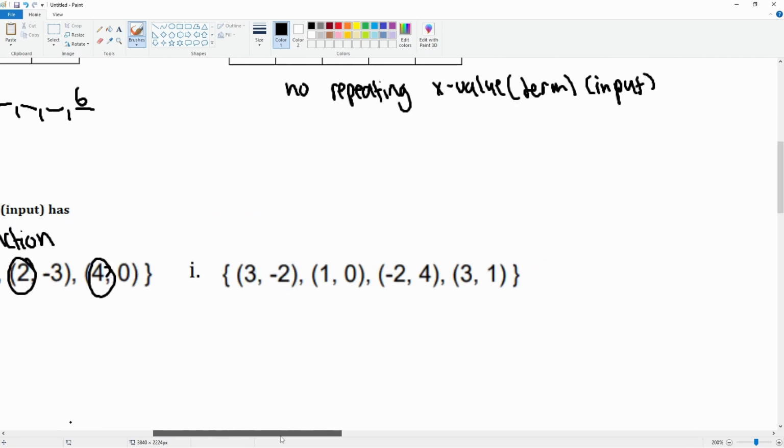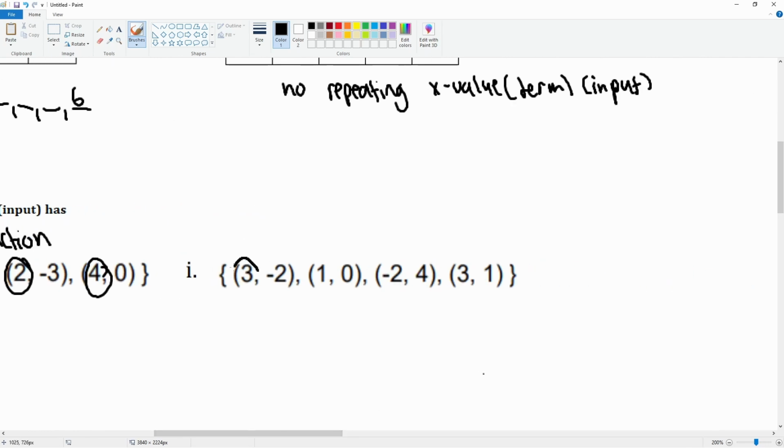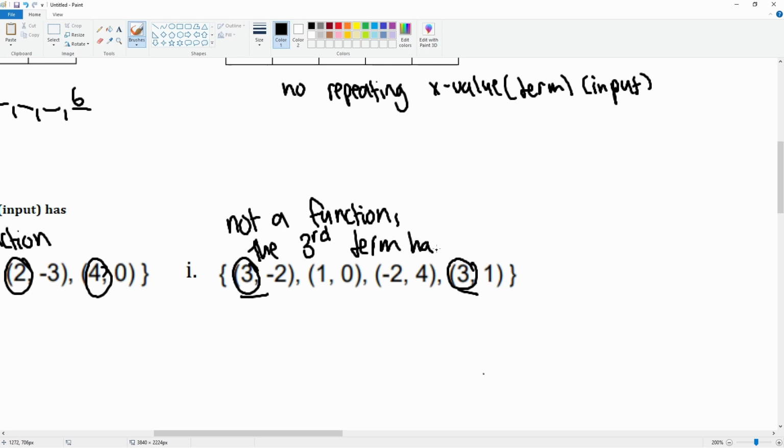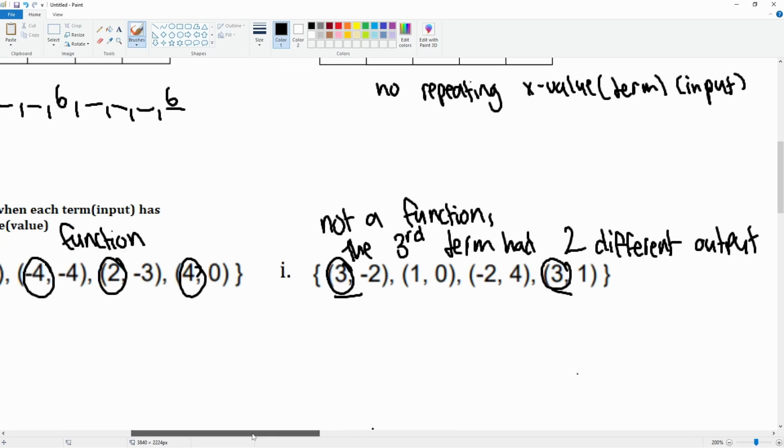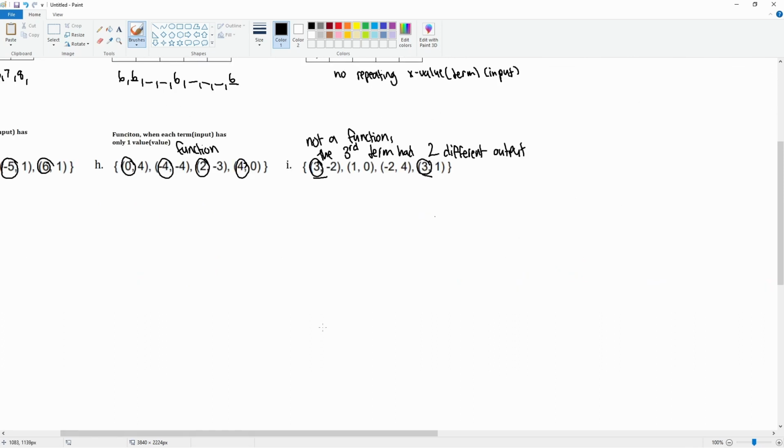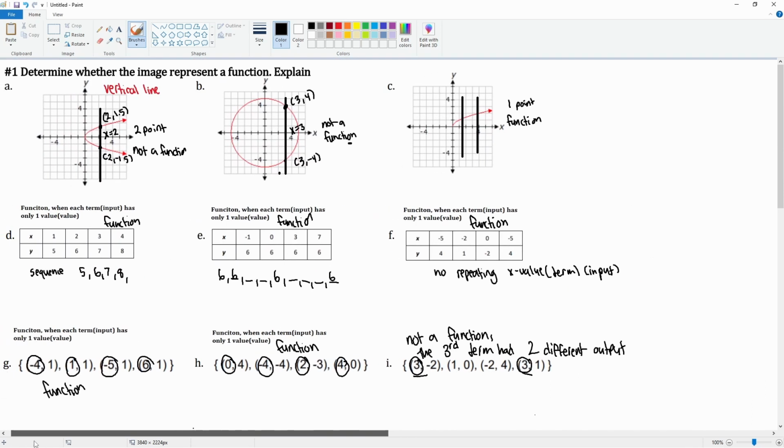And then I, let's see, we go from 3 and 3. Oh, that's the issue. This is not a function, because the third term had 2 different outputs. All right, there you go. That is how you determine if things are a function or not a function.